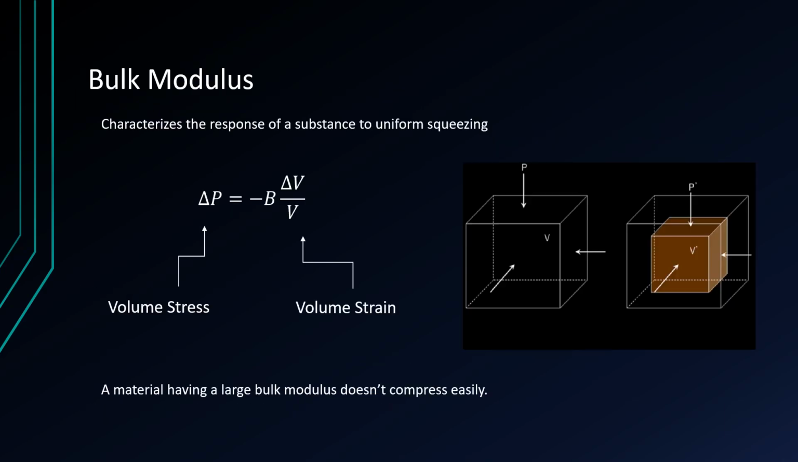And then we have the bulk modulus, right? So volume stress. This is just going to be pressure is equal to negative the bulk modulus times the change in volume divided by the original volume. A material that has a large bulk modulus is not going to compress very easily, while if we have a material that has a very small bulk modulus, we can compress it really easily. Think about a stress ball has a very small bulk modulus, but a steel ball has a very large bulk modulus.